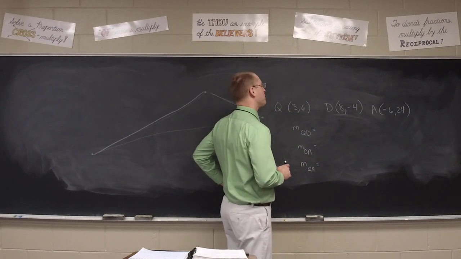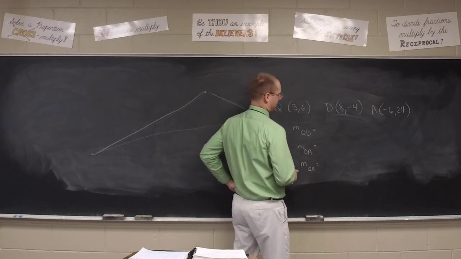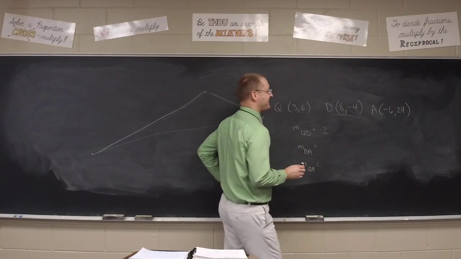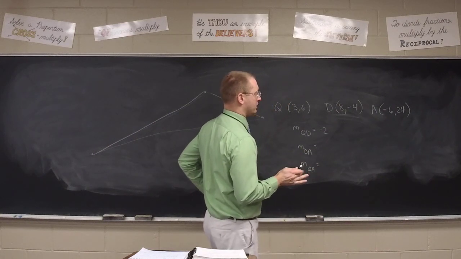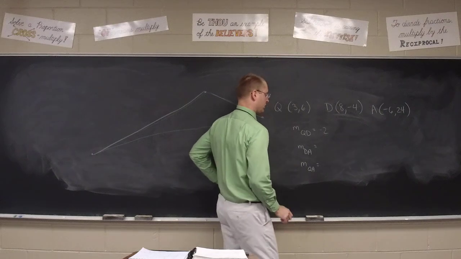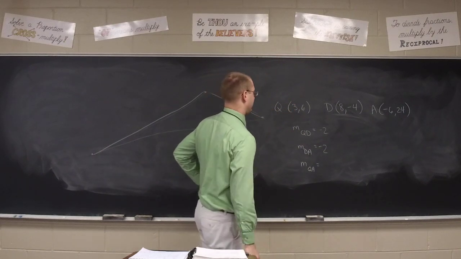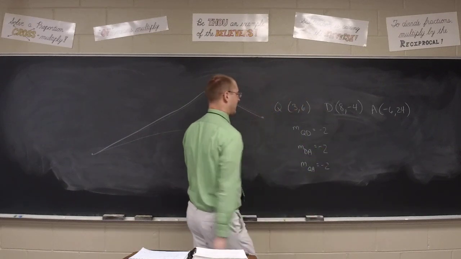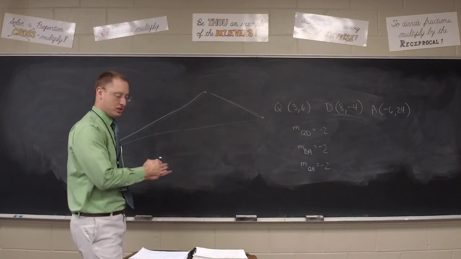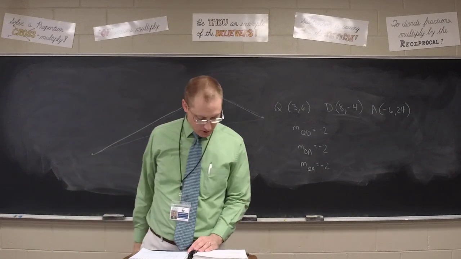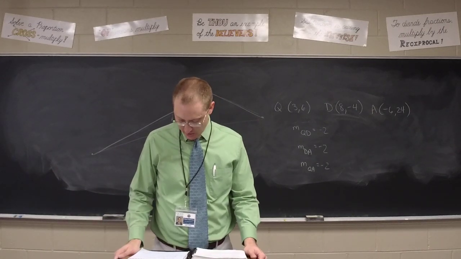All right, what is QD's slope? -2. What is DA's slope? -2. And what is QA's slope? -2. So, do the 3 points all lie on the same line? Yes, of course they do. All right, questions on that? All right, drop down to number 6, and let's do letter A here.